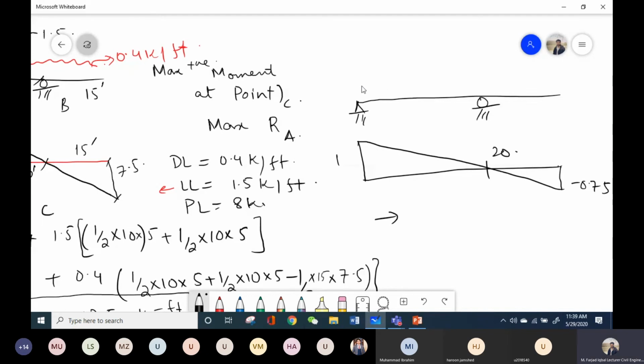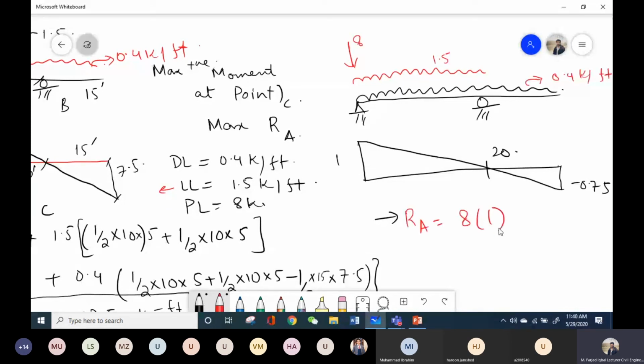This live load will be acting over this length, because for this one we are going to get the maximum value. And let's place the point load directly on this support A. This is 8, the live load is 1.5, and this dead load is 0.4 K per feet. So to find the reaction at A, I will again multiply with the ordinates.